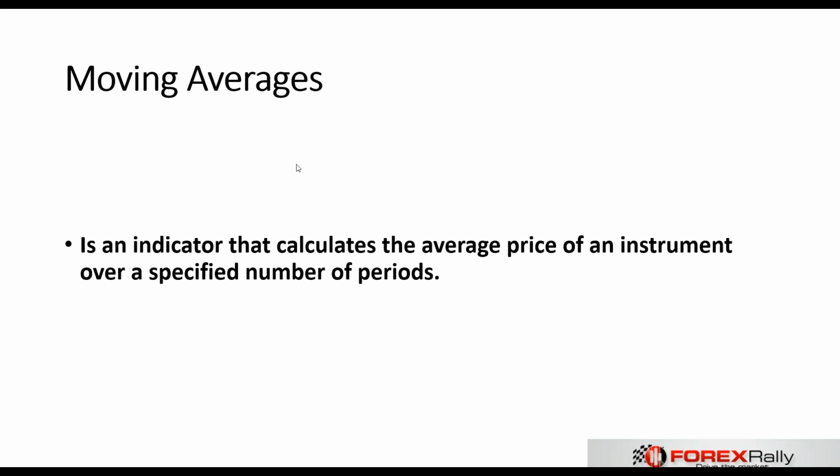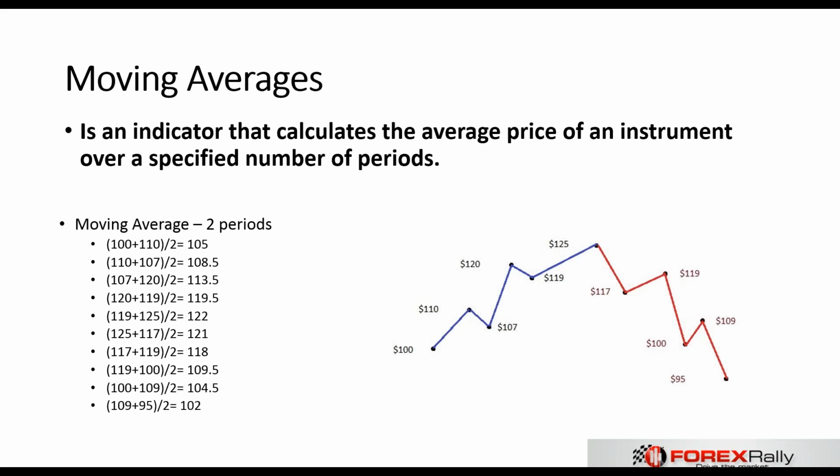Now, as I told you, moving average is an indicator that calculates the average price of an instrument. What do I mean by this? Well, let's say that we have a chart which starts from the price of $100. It goes up to 110, drops back to 107. After that, 120, 190, and so on to 125. It drops back to 117, 190, and from here we have actually a downtrend.